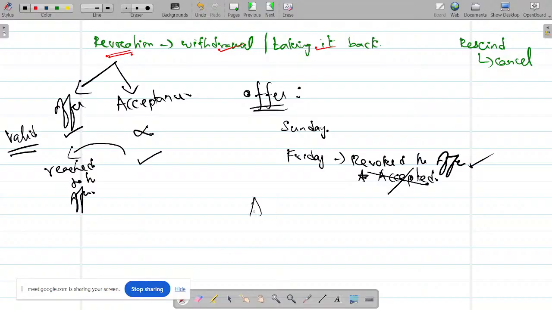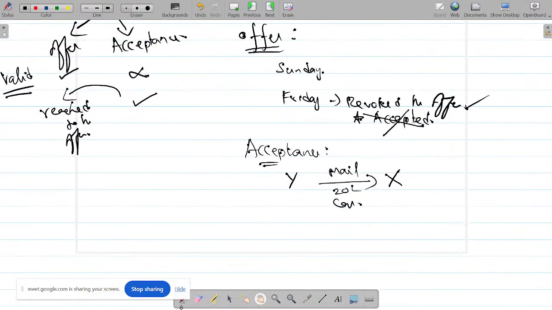Okay, let me go for acceptance. For acceptance, you have to make a small note. Here, I am sending a mail for the sale of my car for 20 lakhs to your X. You are willing to buy my car. Before Sunday, you sent a mail saying that you are accepting to buy this car, for 20 lakh rupees.